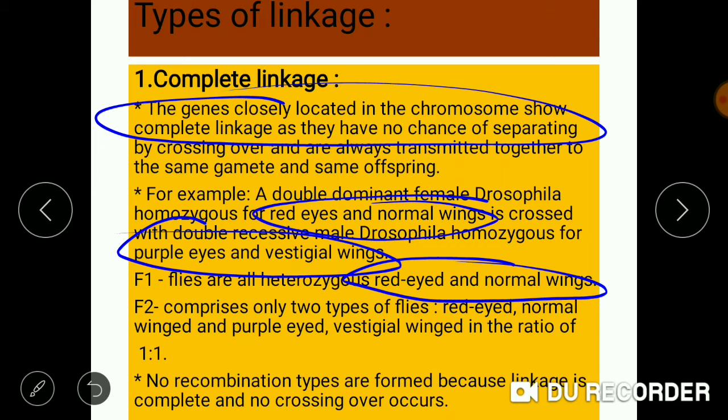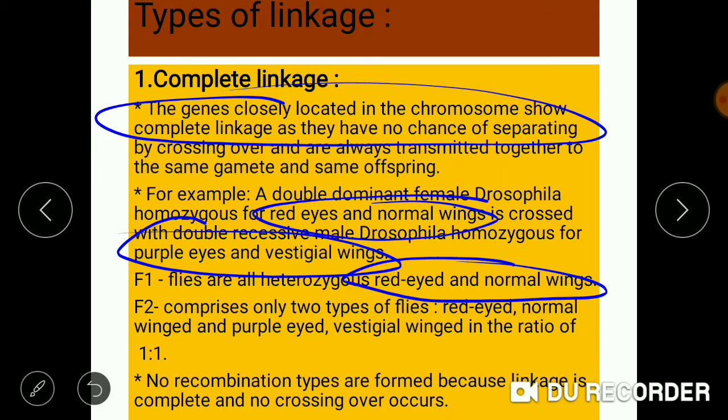On performing the cross between the F1 generation flies, we have got the F2 generation, which contains both types of flies, red eye normal wings and purple eye vestigial wings, in the ratio of 1:1. So there is no recombinant type formed over here.